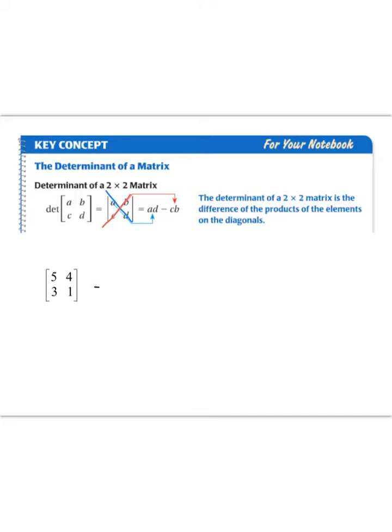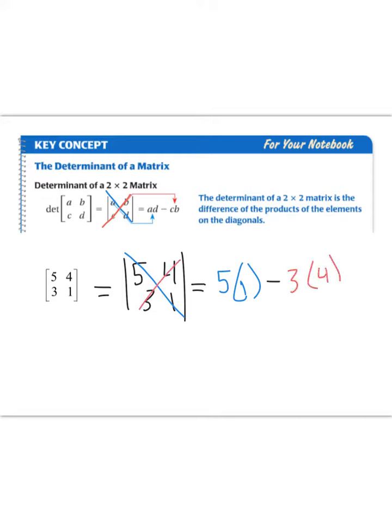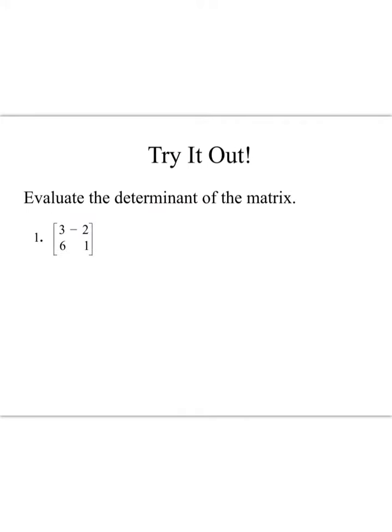So for example, if we wanted to find the determinant of 5, 4, 3, 1, we would need to multiply the diagonals. So 5 times 1 minus 3 times 4. Simplifying, we get 5 minus 12, and our final answer is -7. So -7 is the determinant for this matrix.